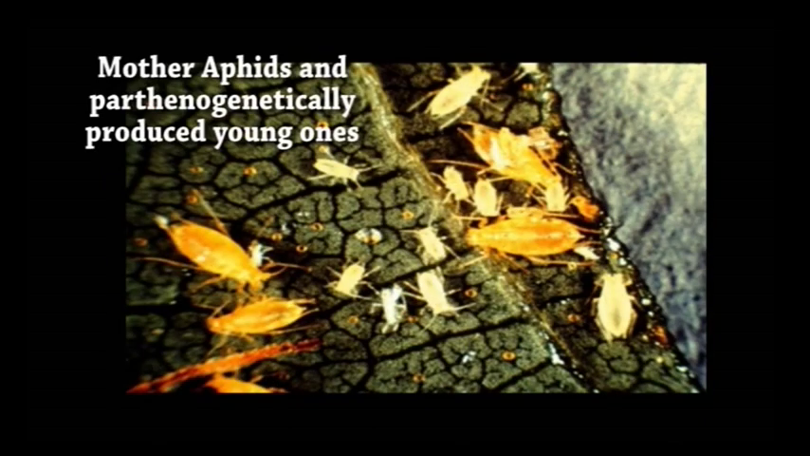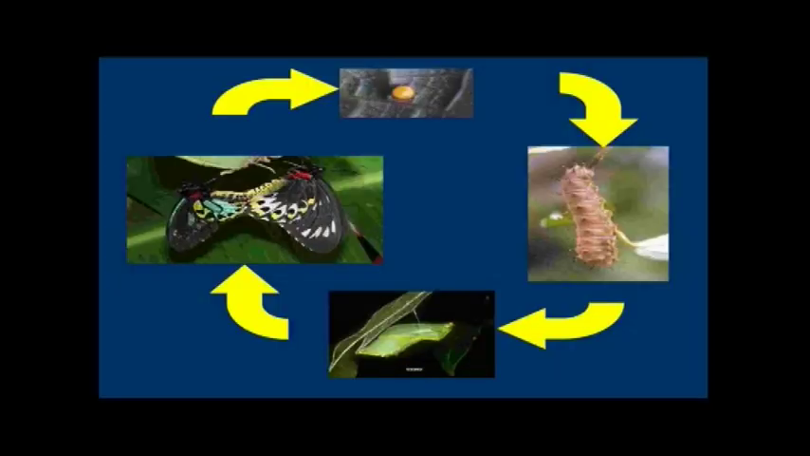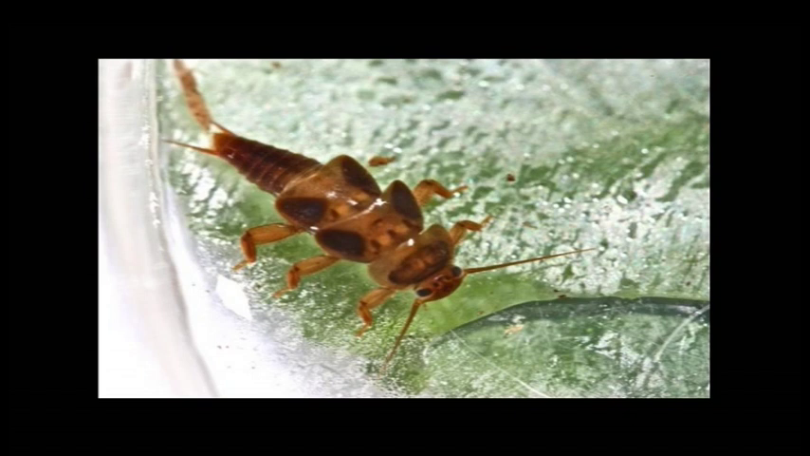Photo showing mother aphids and parthenogenetically produced young on a leaf. Adult insects have a normal lifespan ranging from a few days to several years depending on the species. Life cycles. The life cycle is the development of the individual from egg to egg. Many forest insects have one generation each year, in which case they are said to be univoltine.